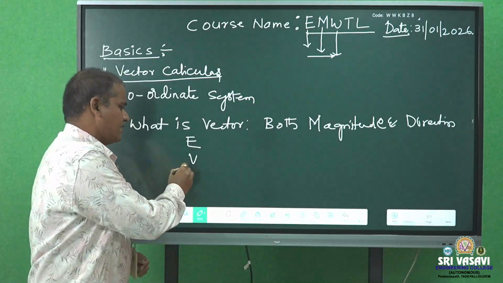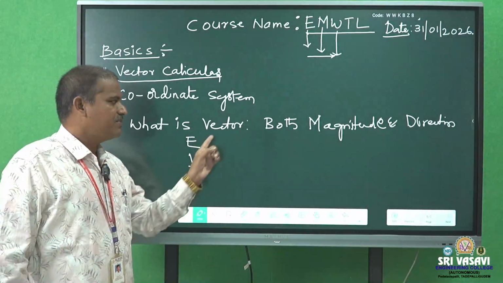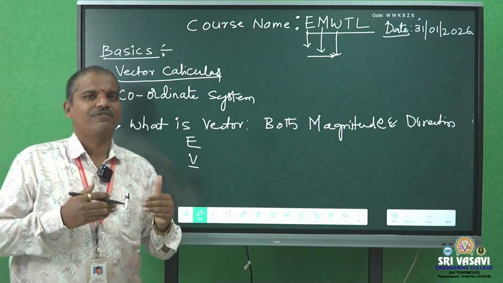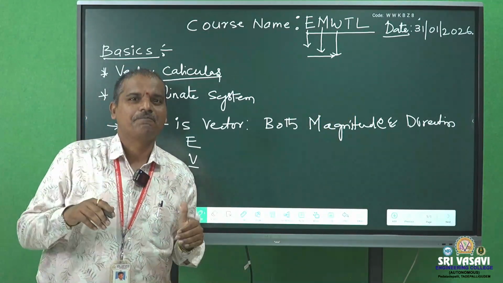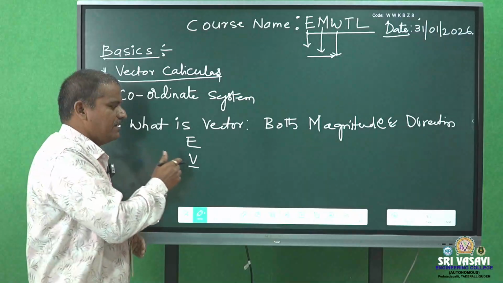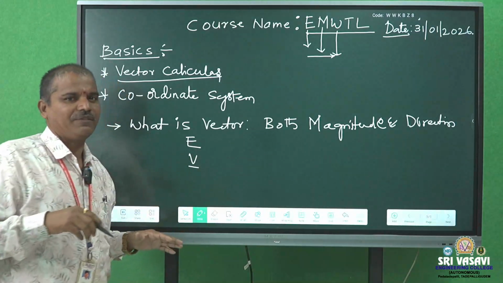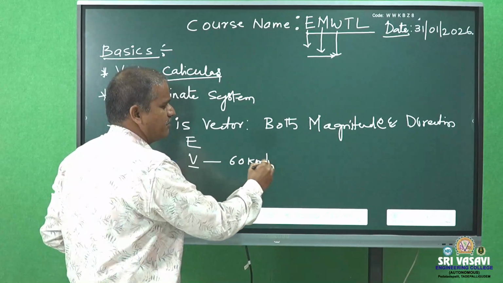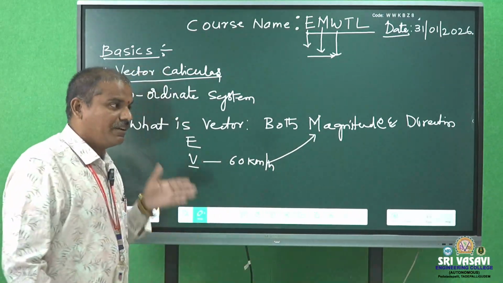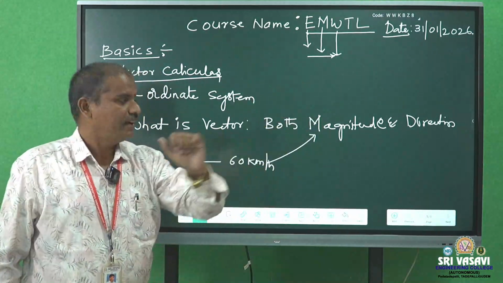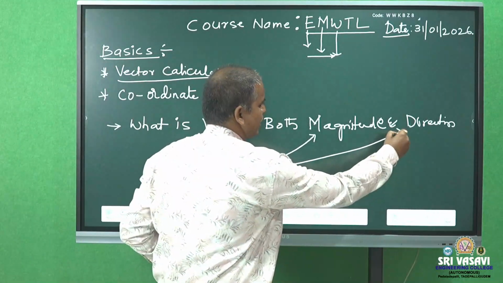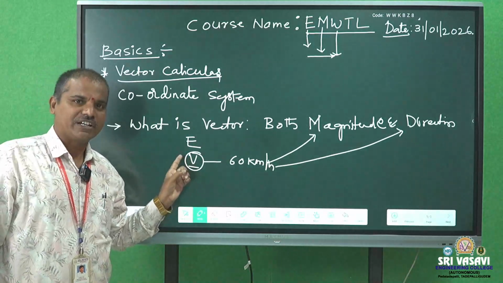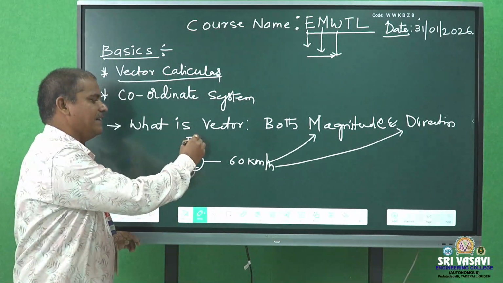Let us take an example, velocity. Velocity is basically a vector, which means it has magnitude and direction. For example, we are traveling from Thadapalligudam to Elore by bike with some velocity, for example, 60 kilometers per hour. This is the magnitude. The way we are traveling from Thadapalligudam to Elore is called the direction. Therefore, velocity comes under vector. In a similar way, electric field intensity also.